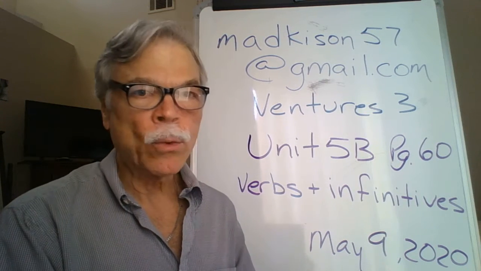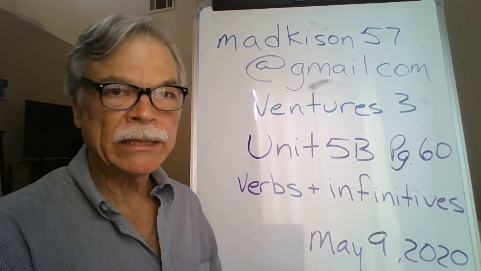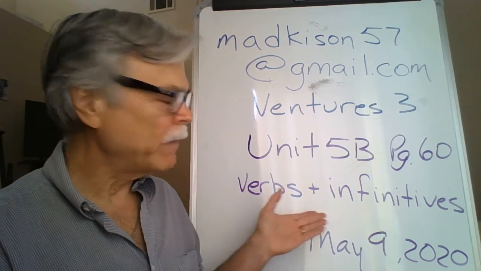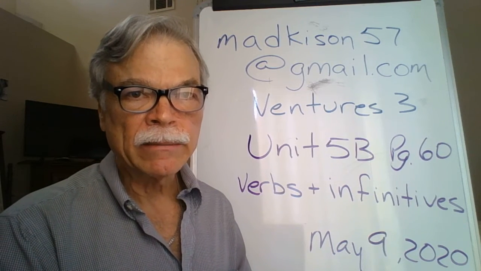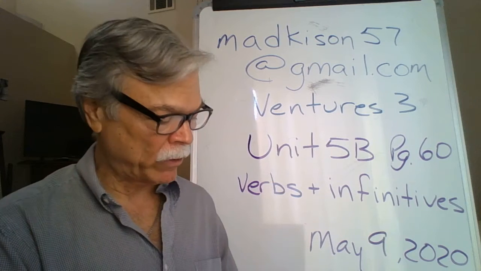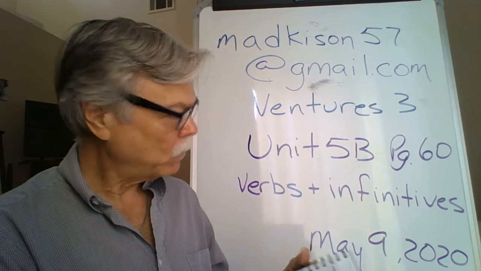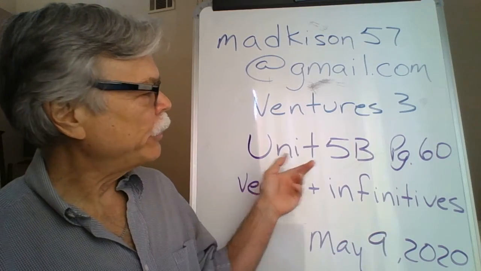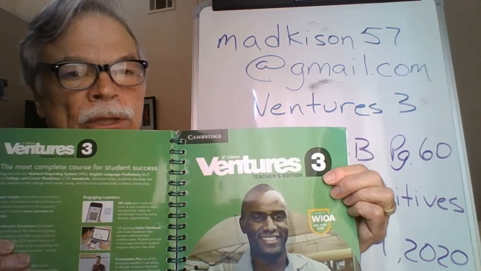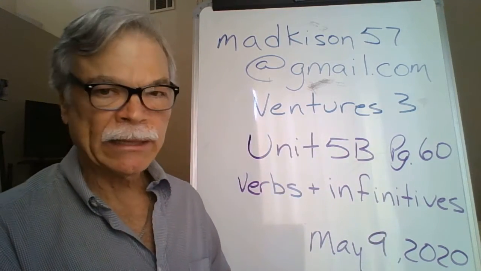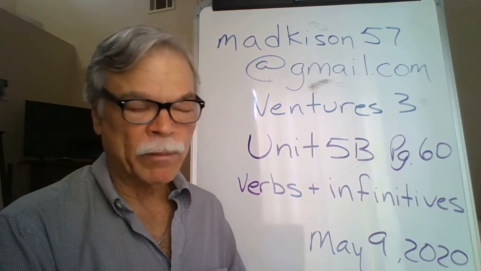Today's lesson is going to focus on verbs plus infinitives, when we use a verb with an infinitive. And this is a very easy lesson, so you shouldn't have any trouble understanding this. So we're going to look at Unit 5B in the green book, the Ventures 3 book, on page 60. But before we get started, I'd like to do a little bit of a warm-up.